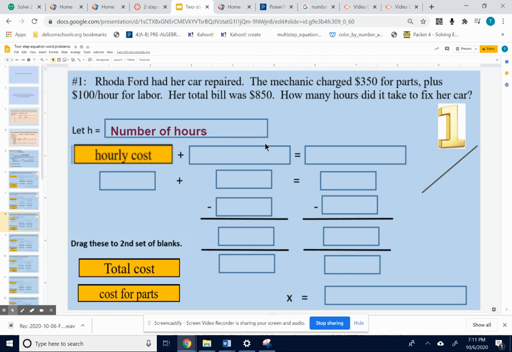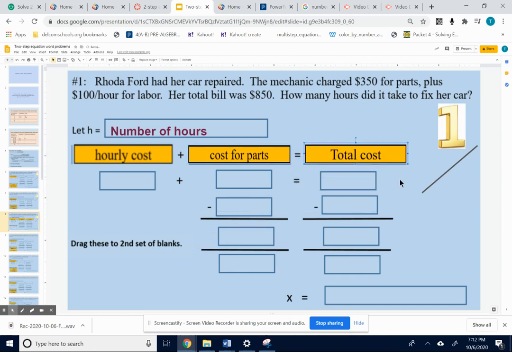Okay, now try to come up with an equation. Start with a relationship. We have a relationship between the hourly cost, the total cost, and the cost for parts. Just think about how those three things are related. The hourly cost would have to be added to the cost for parts to be equal to the total cost. Remember, typically the total amount is on the right, and the two things that make up the total are added together on the left. So that's the relationship.